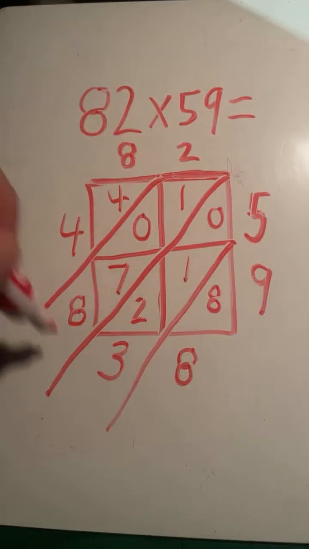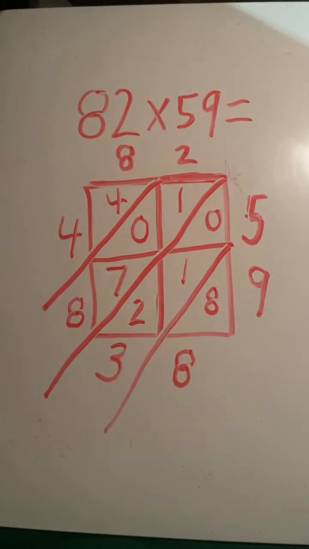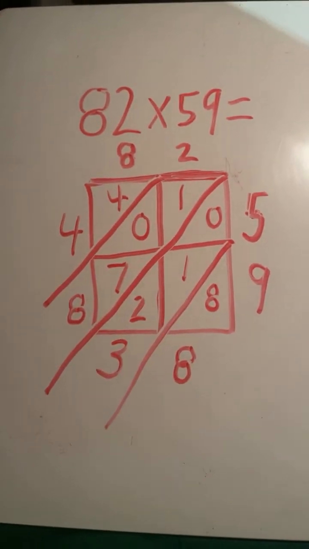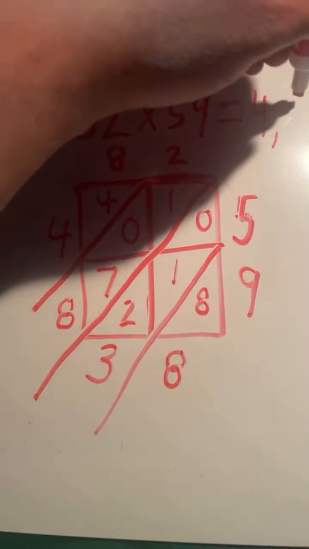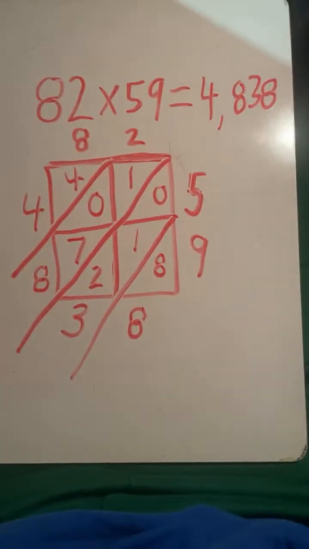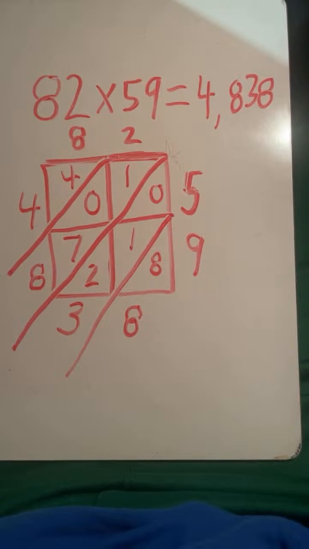Reading our number from left to right, we have our final answer. 82 times 59 equals 4,838.